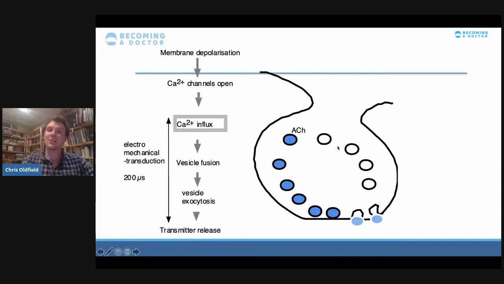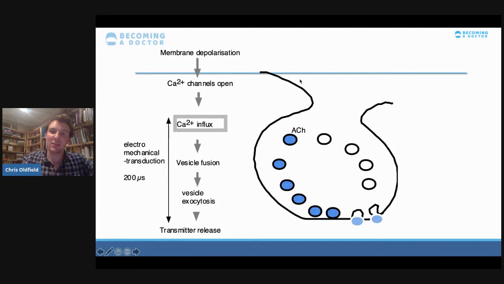Now, once it gets to the end of the neuron, you reach the synapse. And this is the synapse. This is very similar to what you'll have seen in A-level biology and chemistry, so I won't go into it in too much detail. But as the membrane depolarization travels along, it reaches the very end of the synapse. And within the synapse, you'll have vesicles, which are these little circles here, which are full of neurotransmitter. In this case, I've gone for ACH, which is acetylcholine.